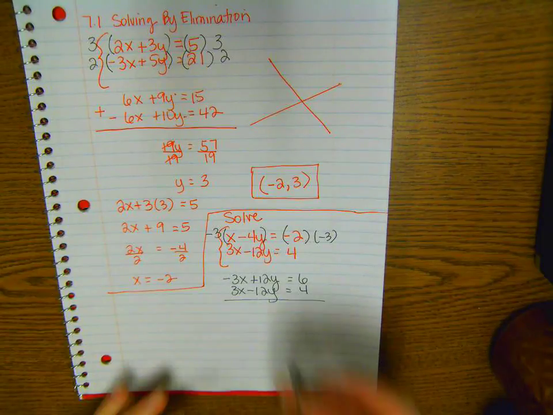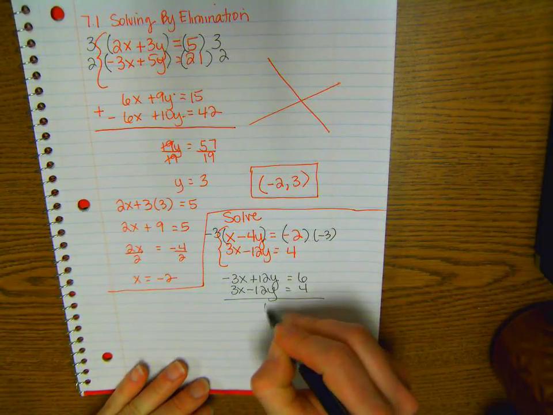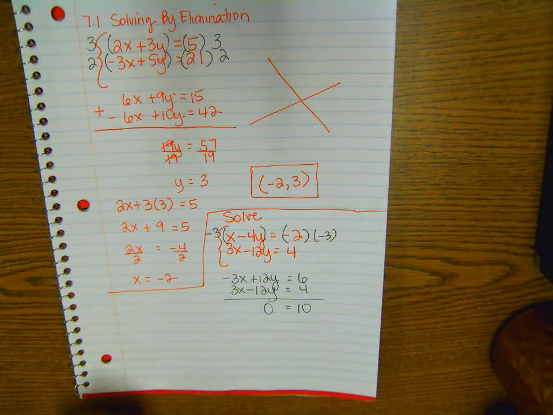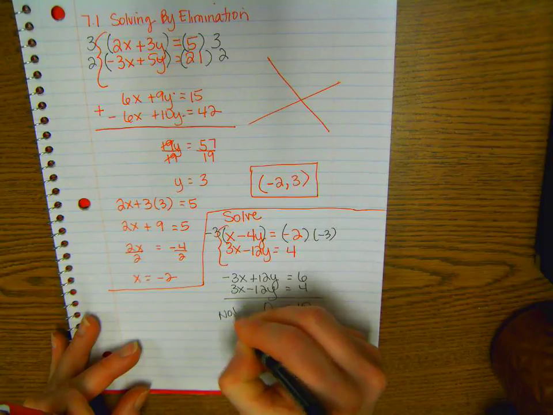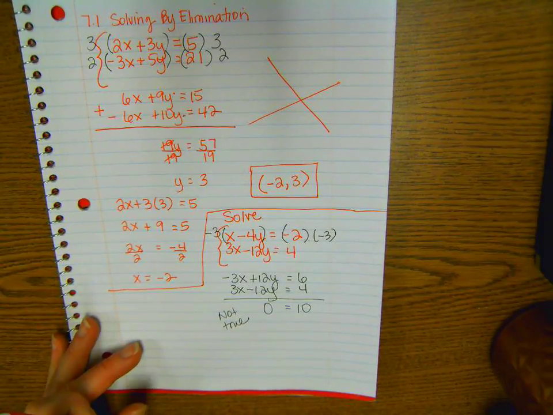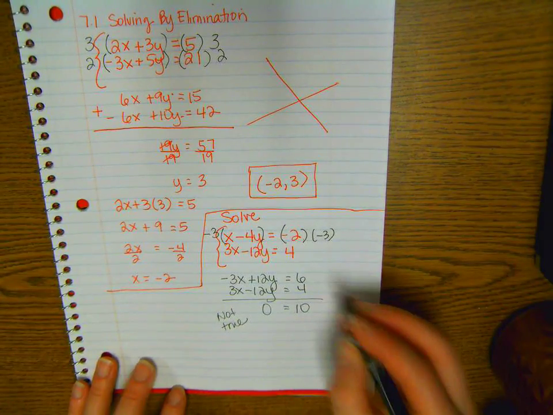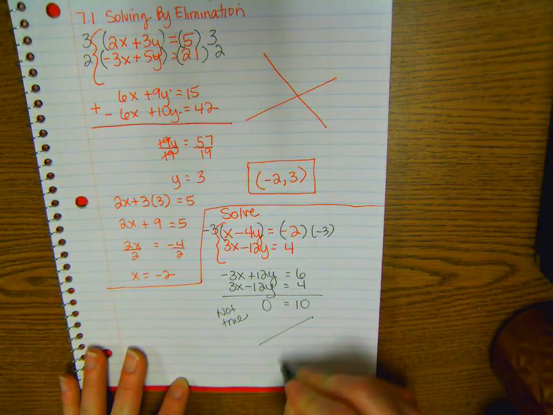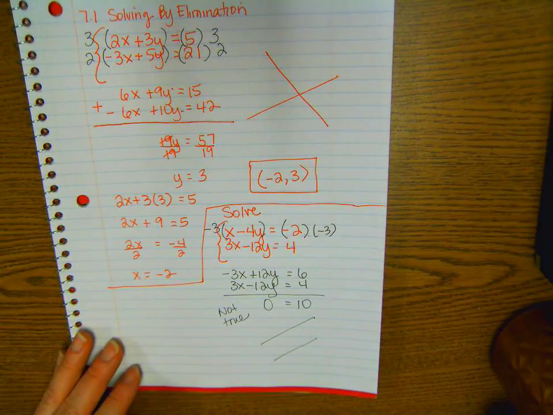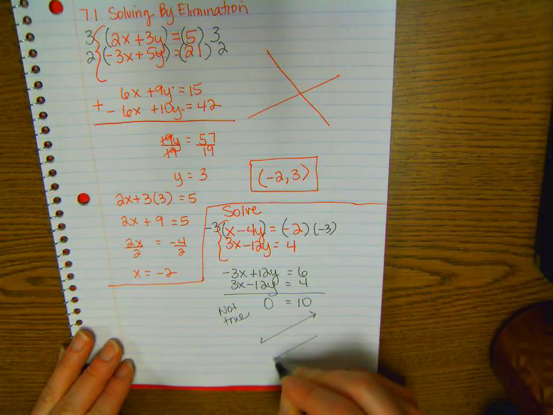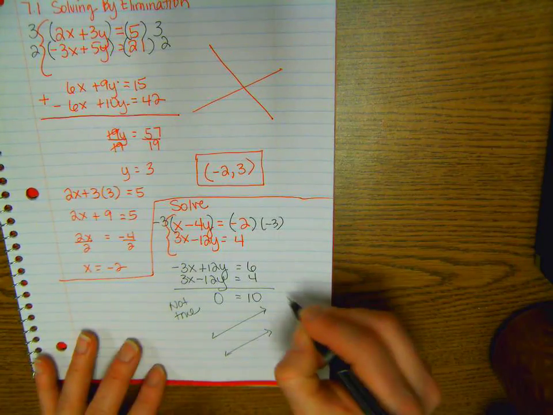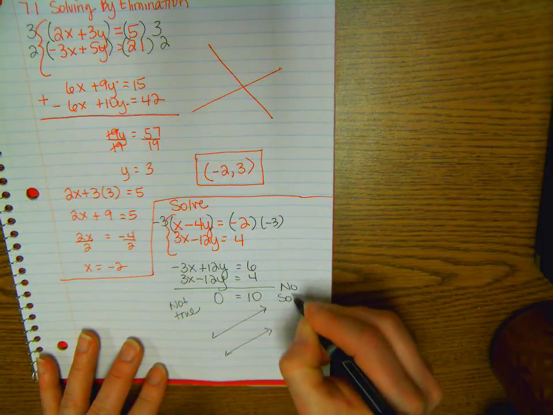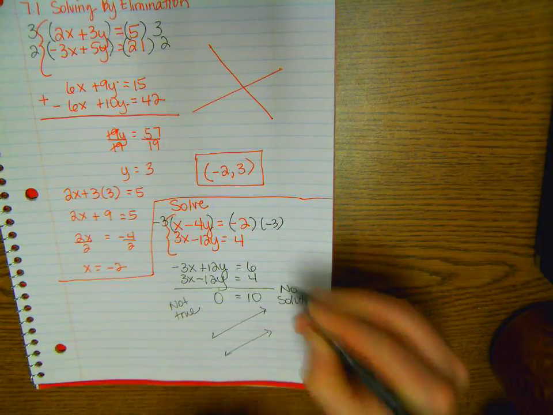You get 0 plus 0 equals 10. Okay? And so you get a statement that's not true. It's not ever true. And so if I were to graph these two lines, they would be parallel lines. So we don't leave this like this, we actually write that we understand what this means, that there is no solution to the system.